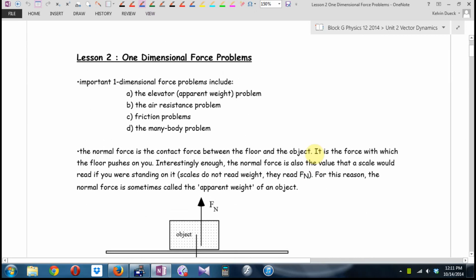So, one-dimensional, and what I mean by that is stuff isn't going to be happening at angles yet. We're going to get there in a couple of lessons. Important one-dimensional force problems include the elevator or apparent weight problem, which starts to explain why you feel heavier while an elevator is on its way up. Or instead of elevators, I'm nuts about amusement park rides. We'll think about why you feel a certain way at the top of the hill or at the bottom of the hill if you're on a roller coaster or on the elevator. The air resistance problem, friction, and the many-body problem.